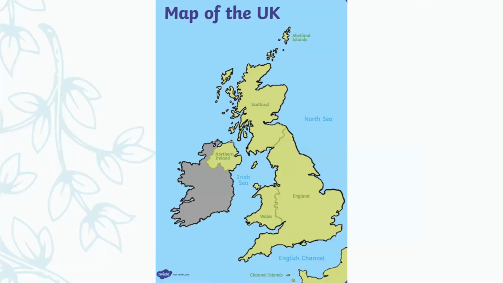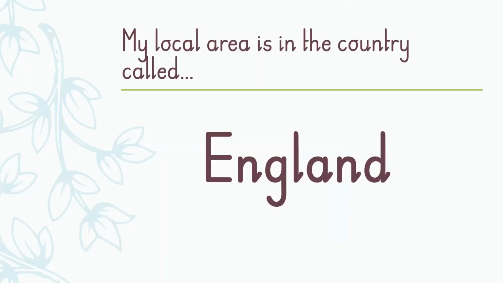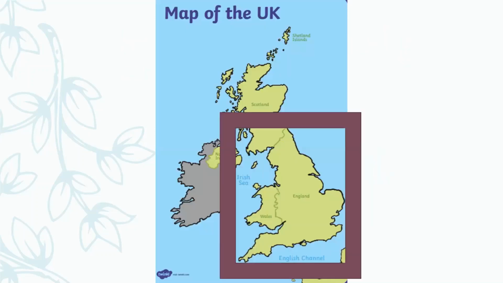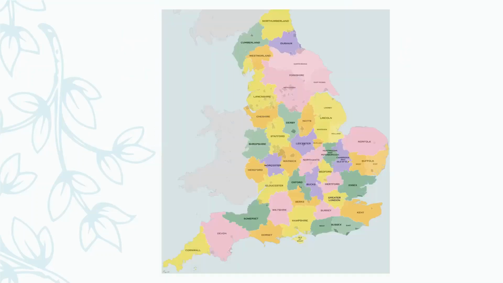We have England, Scotland, Northern Ireland and Wales. I hope you know which of those we live in. We live in England. If we look into England some more, we can see that it is made up of lots of different counties, lots of different sections of the country that have their own little governments that help make decisions about how the country is run. I wonder if you can spot which county we are in.